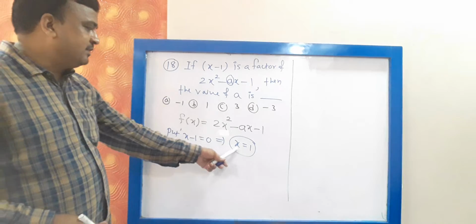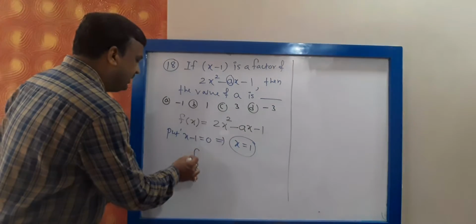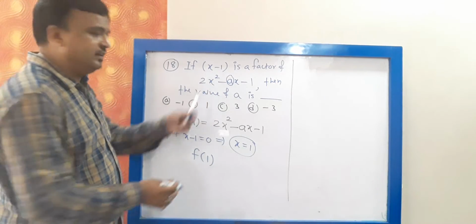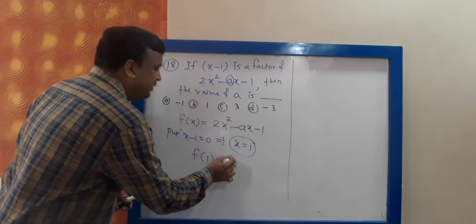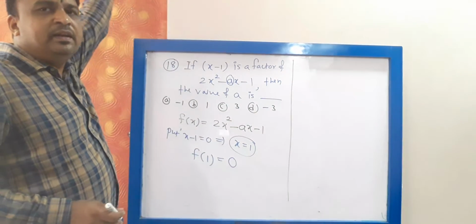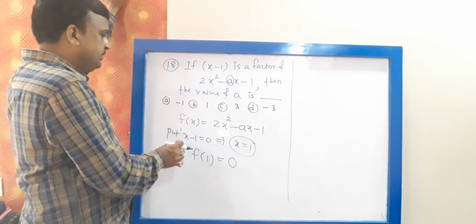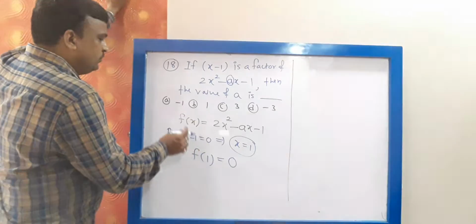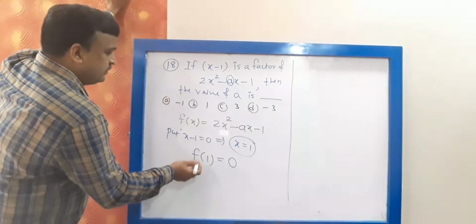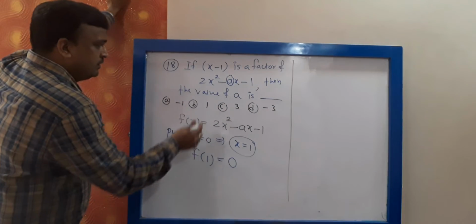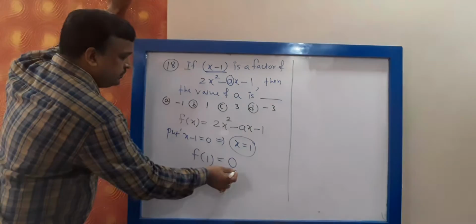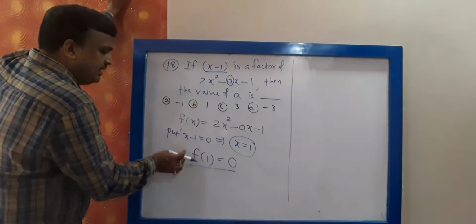So when you put x is equal to 1, you will get the remainder as f of 1. And since x minus 1 is a factor, this remainder has to be 0. So you put x is equal to 1. To get f of 1: x minus 1 is a factor, means f of 1 has to be 0. Remainder is f of 1.